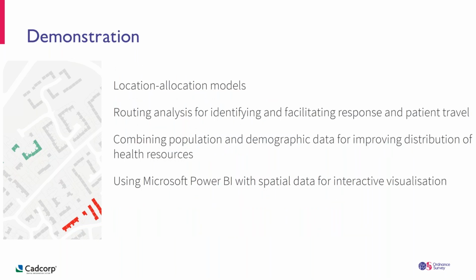Okay, and so what we're going to do now is look at a demonstration of the software and the kind of things that you can do. So looking at the list in front of us, we are looking at the location and allocation modelling. We're looking at how we can use routing analysis to identify and facilitate response to patient trouble.